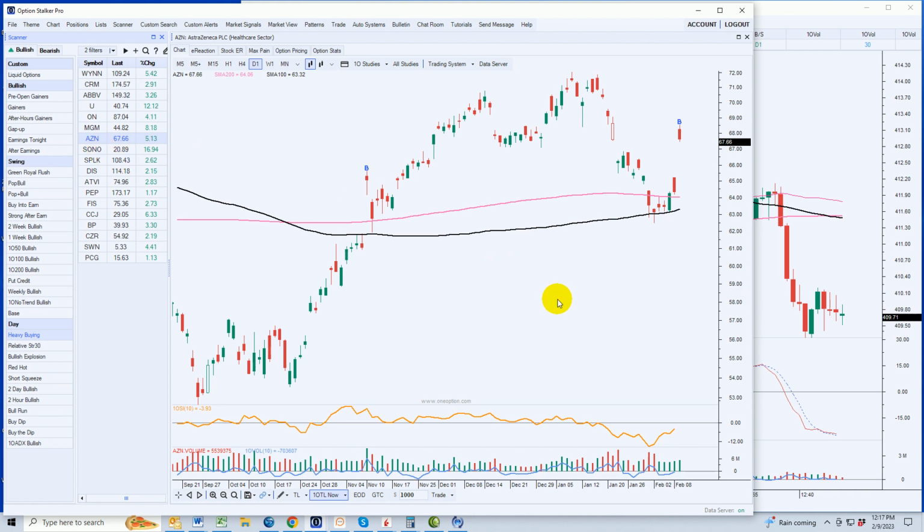AZN, not seeing a whole lot there. You can see this nice gap up and a pullback. Why aren't there any trend lines? This would be a very steep trend line. The steeper the trend line, the less reliable the trend line. So no, there are no current trend lines drawn there. Let's take a look at Sono.